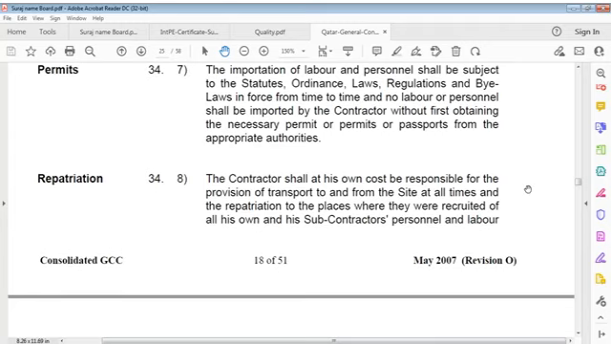Importation of workers and personnel shall be subject to statutes, ordinances, laws, regulations, and bylaws in force from time to time, and no worker or personnel shall be imported by the contractor without first obtaining necessary permits or passports from appropriate authorities. Repatriation.